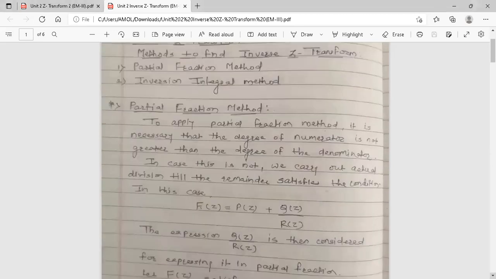Now see what is the partial fraction method. To apply the partial fraction method, it is necessary that the degree of the numerator is not greater than the degree of the denominator. This is the condition for the partial fraction. The necessary condition is that the degree of the numerator must be less than the degree of the denominator. In case this is not so, meaning if the degree of the numerator is greater than the degree of the denominator, then we carry out the actual division till the remainder satisfies the condition.